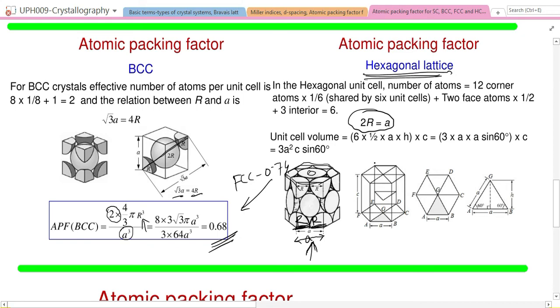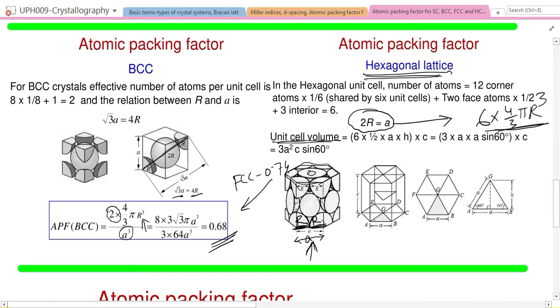So what is the volume, atomic volume in this system for the HCP? Atomic volume would be 6, 6 is the number of atoms, multiplied by 4 by 3 pi R cube. And then using this relationship, you can replace R with a. And that will come on the top of this atomic packing factor. And then we have to find out the volume of the unit cell. What is the volume of the unit cell?